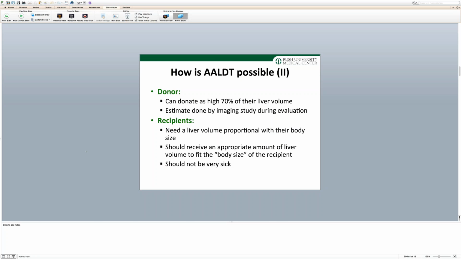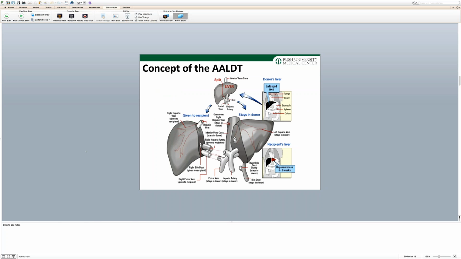In this very complex slide, basically we show that the liver of the donor is divided in 2 pieces, the right side and left side. And this right side of the liver is used by the surgeons to perform living donor transplantation.